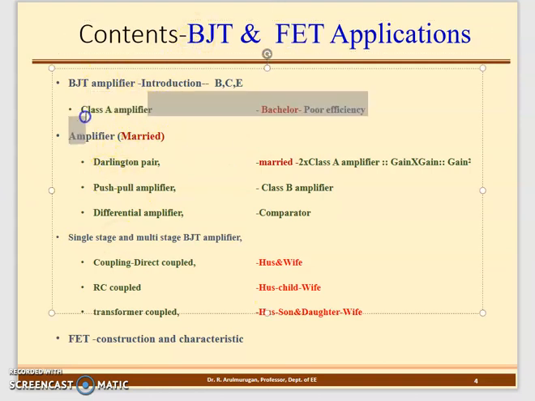Class A amplifier, class B amplifier. These are the applications. Another one is the Darlington pair and the differential amplifier.